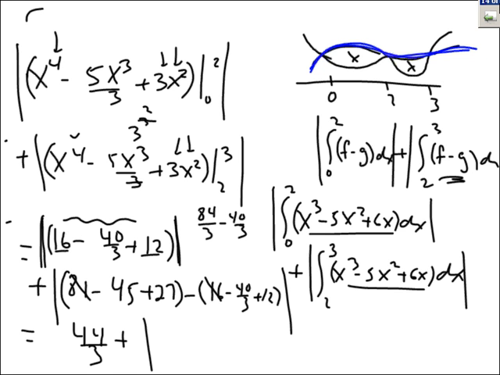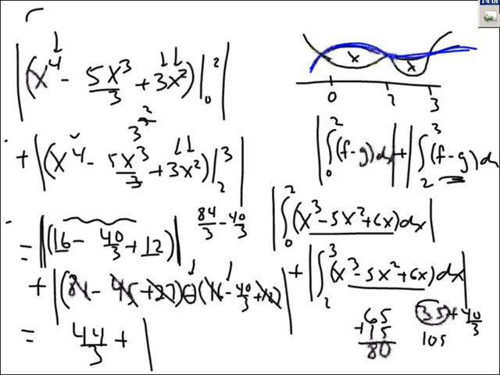81 minus 16 is 65. 65 minus 45 is 20, plus 27 minus 12, let's say minus 12, is 15. You add 15, now you have 80. And if you take away 45, you have 35. And then you have to take away negative 40 thirds. That is, you have to add 40 thirds. Well, this is 105 thirds. Plus 40 thirds is 145 thirds.